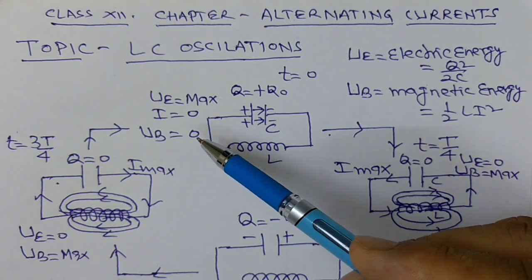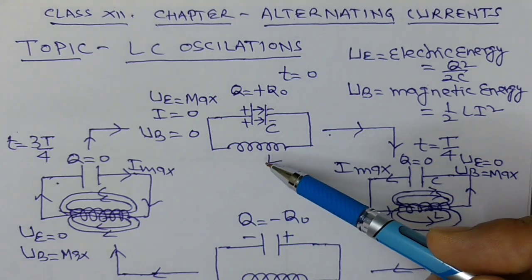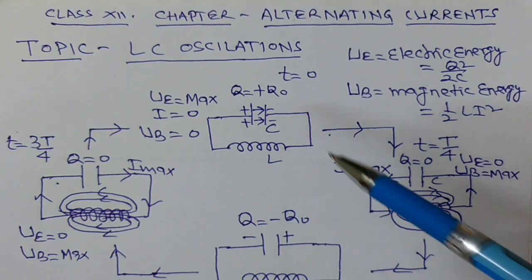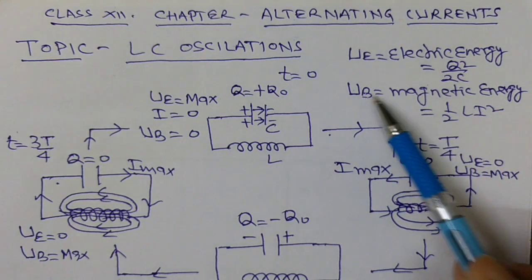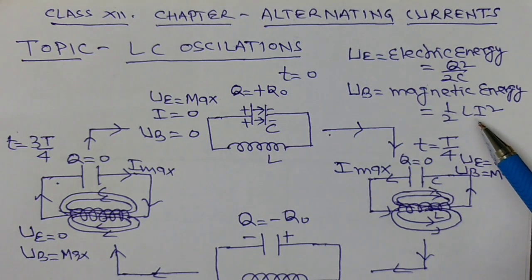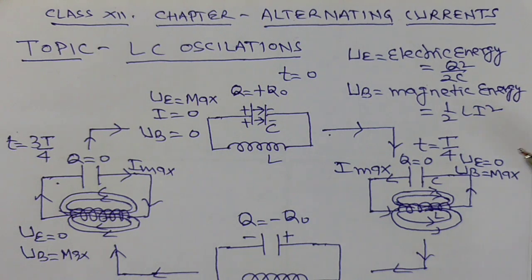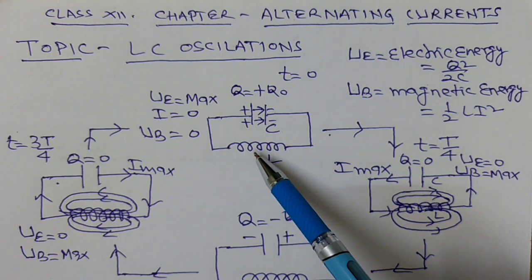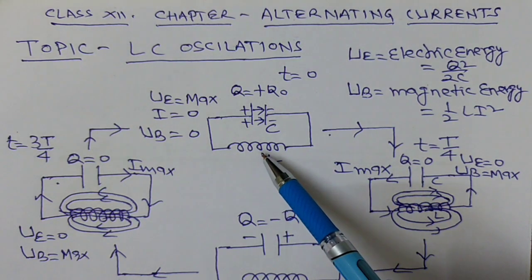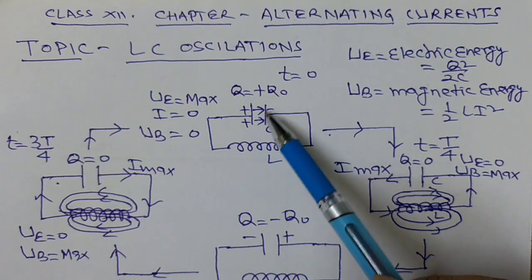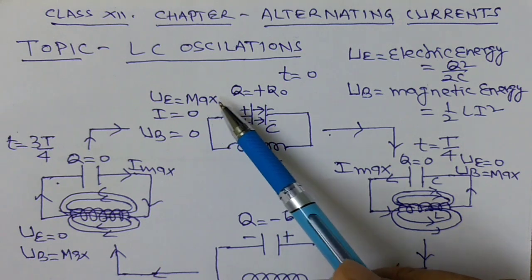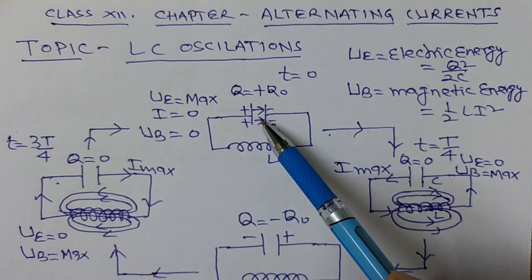Therefore, the magnetic field energy stored by the inductor is 0, because you know the magnetic field energy stored by the inductor is half Li square. Therefore, when current I is 0, the magnetic field energy stored by the inductor is 0. But at this time, the charge on the capacitor is maximum. Therefore, energy stored by this capacitor is maximum.